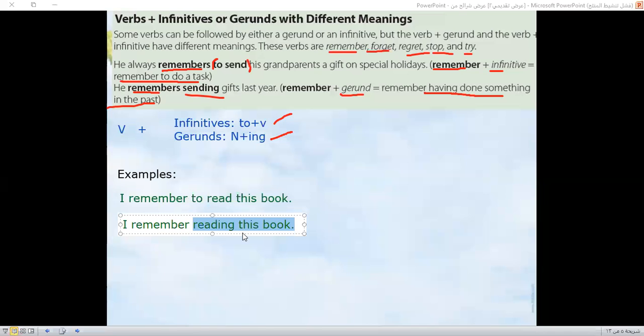But when I say, I remember to read this book, it means it's a task that I didn't do yet. I have to do it. But here, no, it's done. Here, no, I have to do it. I remember to read this book. It means that I have to do this task. I didn't do it yet. I remember reading this book maybe last year, maybe last month. It means that it's in the past.